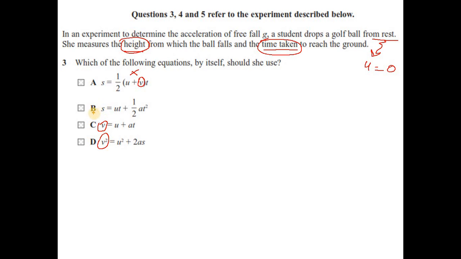If you see option B, that requires u, which is 0, t, we are measuring time, and acceleration, which we need to find, and s is the height covered by the ball. So the best option is B.